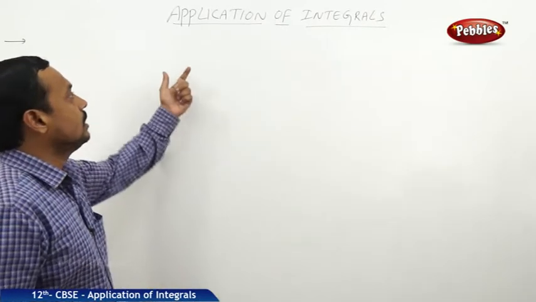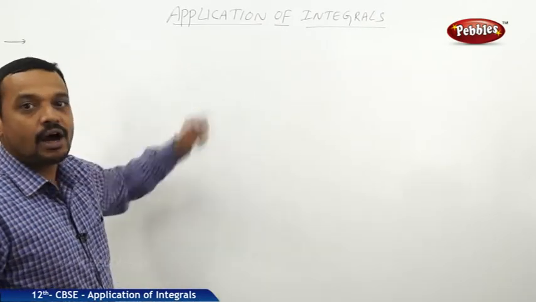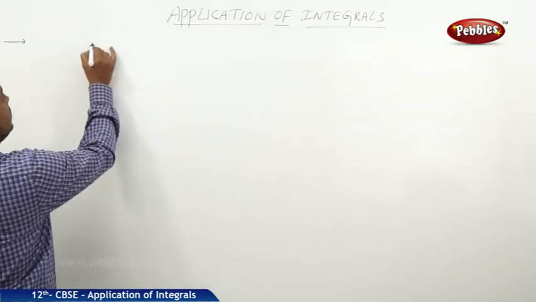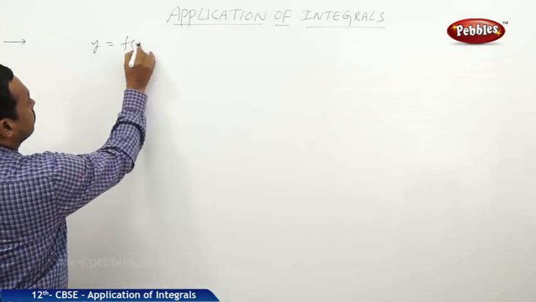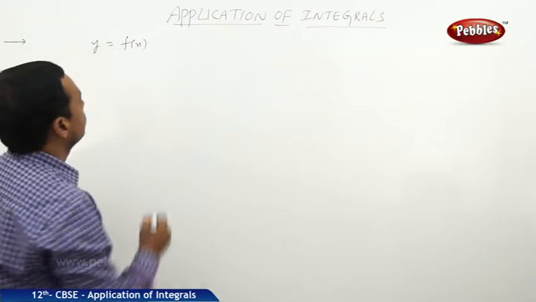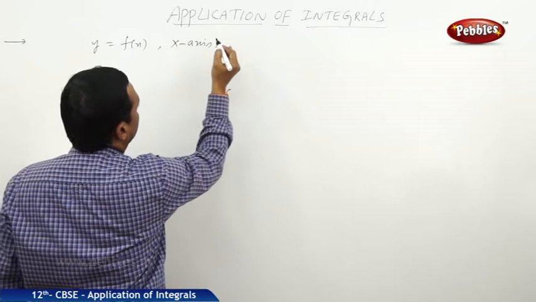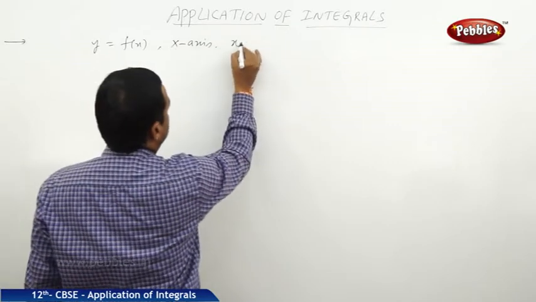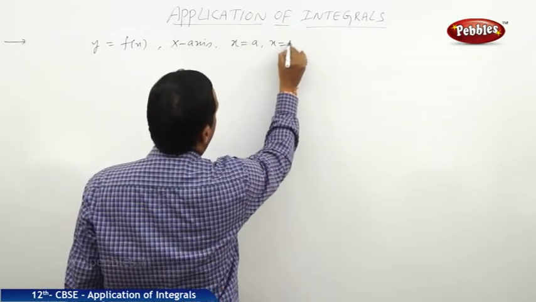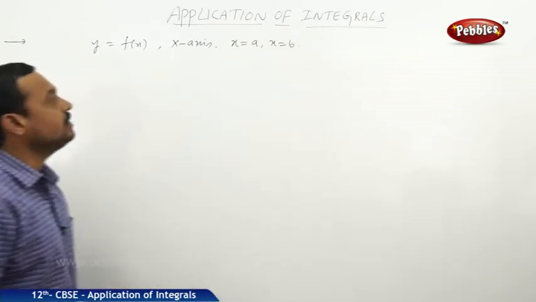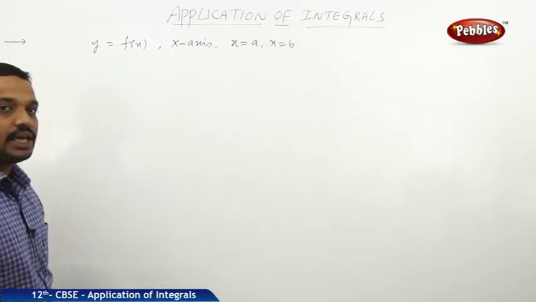And next, let us find area of the curve y is equal to f of x with x-axis and between the lines x is equal to a and x is equal to b when the curve is below the x-axis.